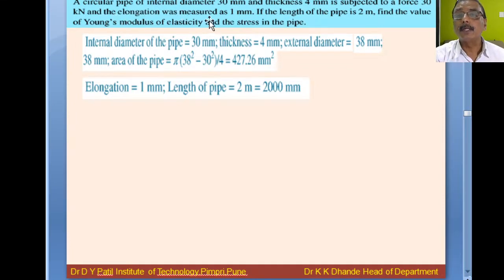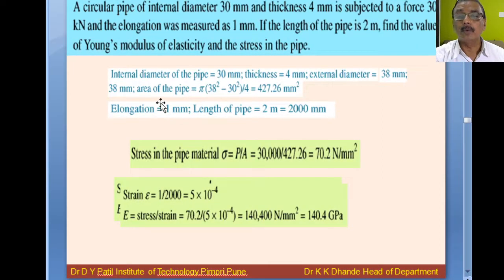Elongation was measured as 1 mm. Elongation is nothing but a change in length, so delta L is equal to 1 mm. The length of the pipe is given as 2 meter, L is equal to 2 meter, convert into mm, that is 2000 mm. We have to calculate the modulus of elasticity, capital E, and the stress in the pipe, sigma.